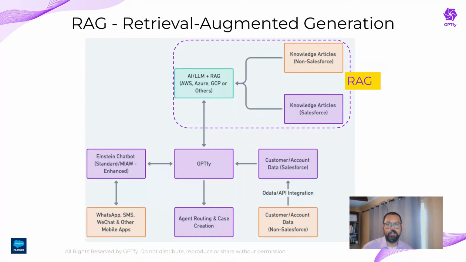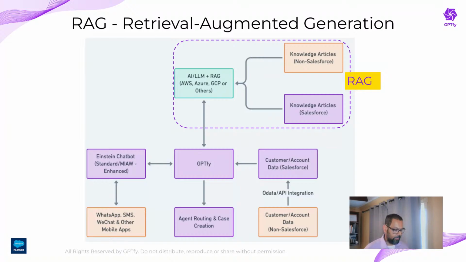It can consume content from knowledge articles in Salesforce, from non-Salesforce data stores, from PDFs, from other sources, from your website, things like that. And the idea of RAG is that because it now has an understanding of your products, your offerings, your knowledge bases, your how-tos, your articles, it can do things like case routing. It can do things like case resolution.